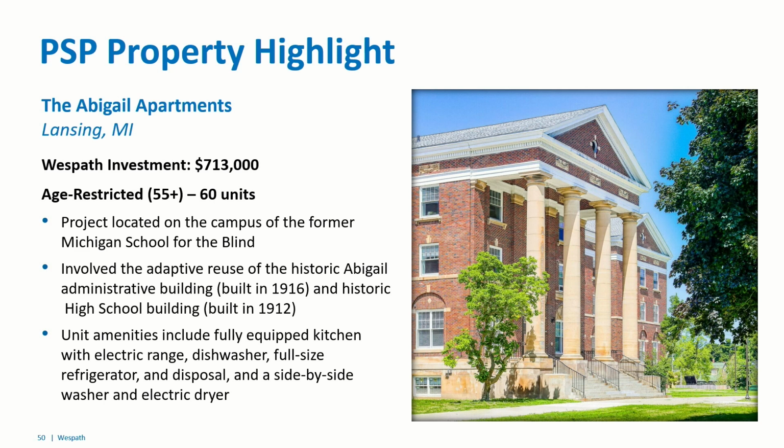The administrative building was built in 1916 with a high school that was built in 1912. And what the developer did on this property is they went in and did a historic adaptive reuse of this building to create these beautiful 60 units for individuals 55 plus. And these are well-appointed units that people are going to be able to live in for many years, and that are going to continue in the affordable housing stock in this country and really address a need in Lansing, Michigan for affordable housing.